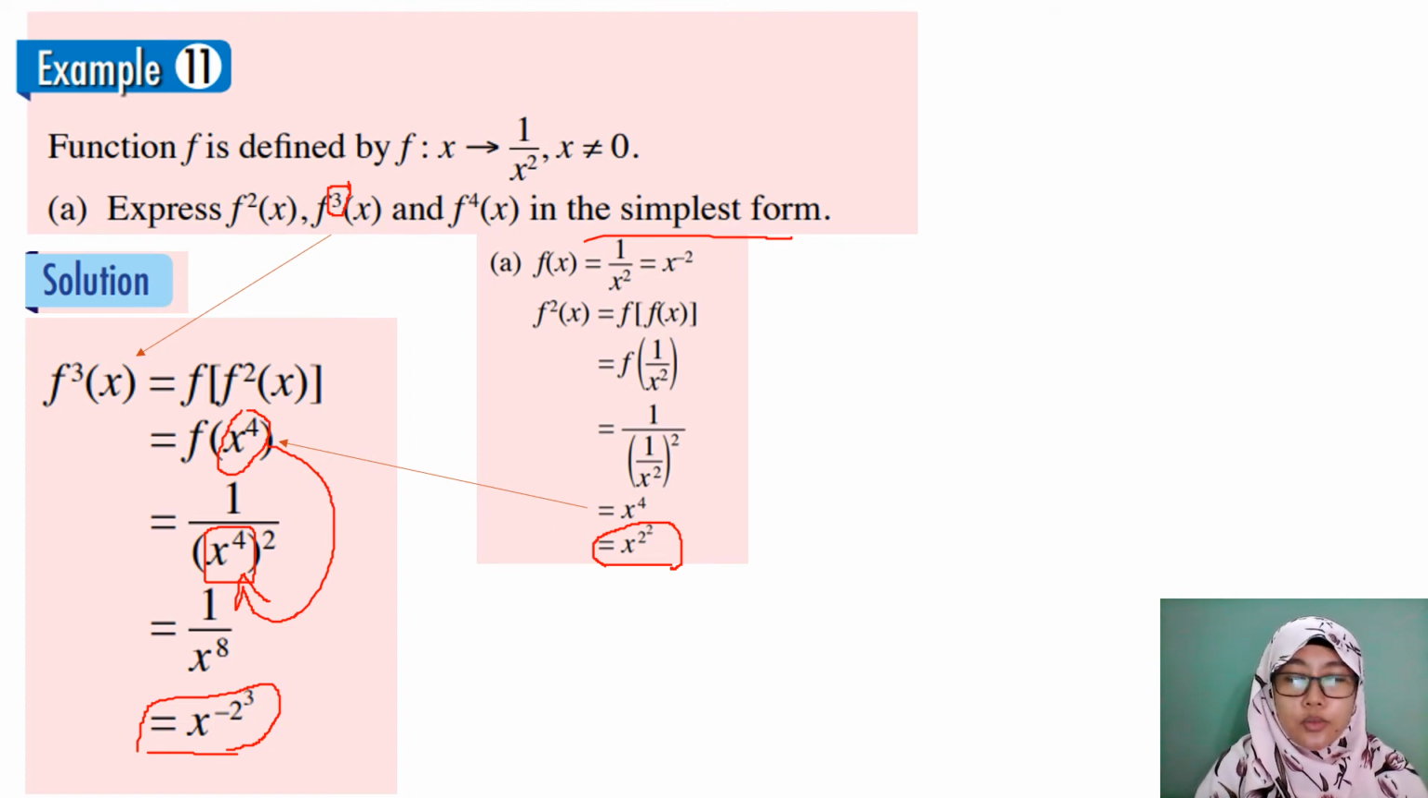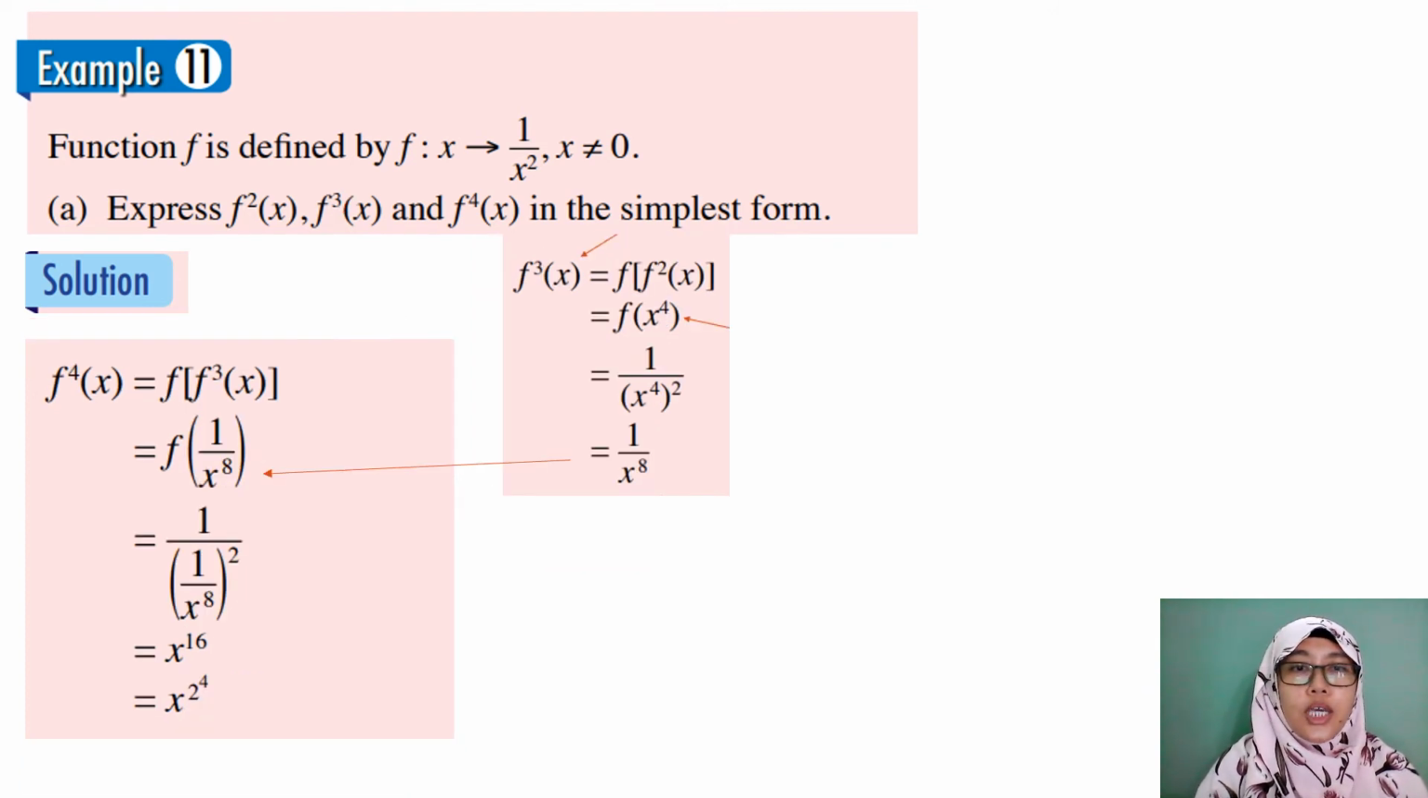Okay, so next, f to the power of 4. Similar with the previous example, f power of 4 is equal to f bracket f power of 3. Okay, nampak tak? F power of 3 and power of 1, you akan dapat f power of 4. So, f power of 3 ni, you have got in the previous solution. You sudah dapat tadi 1 over x power of 8. You substitute here.